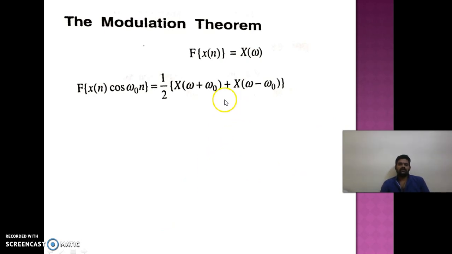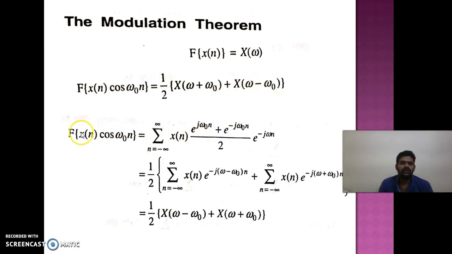Next, an important thing is the modulation property. If x of n is a Fourier transform pair with X of omega, the modulation property means x of n times cos omega naught n is equal to 1 by 2 times X of omega plus omega naught plus X of omega minus omega naught. For the proof, the Fourier transform of x of n times cos n omega naught, where cos n omega naught is e power j omega naught n plus e power minus j omega naught n by 2. Rearranging, with the constant 1 by 2, the sum over n of x of n times e power minus j into omega minus omega naught, plus the similar term. Applying the shifting property, it is X of omega minus omega naught plus X of omega plus omega naught.